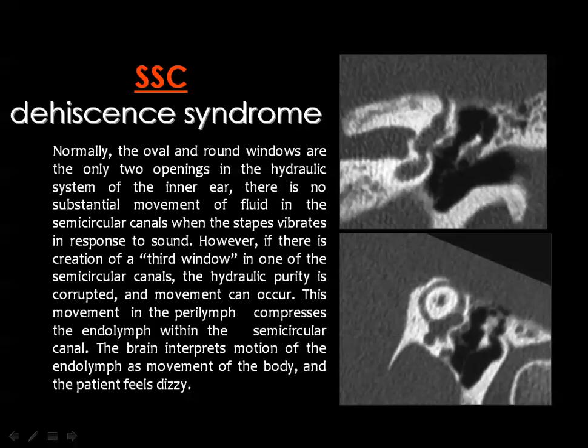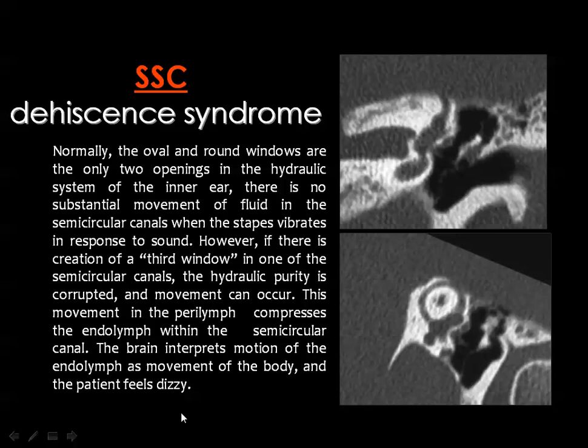That's to say there should not be any sound waves going through the semicircular canals. But if there is dehiscence here, this is considered a third window. You know we have two windows, the oval window and the round window at the end of the cochlea. But if there is a third window created by dehiscence of the superior semicircular canal, this will allow sound waves to be transmitted through the semicircular canals. And this will be interpreted by the brain as the patient moves.